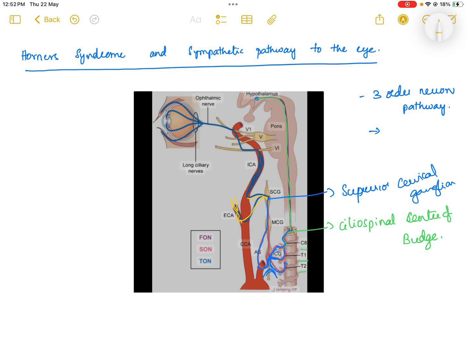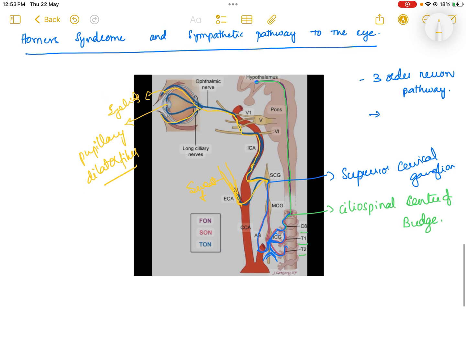The fibers which are going to those traveling to the face, like sweat fibers, they go along the external carotid artery, and those which go to the eye, they go along the internal carotid artery through the first, V1, ophthalmic branch of V1. Through the ophthalmic nerve, it innervates the tarsal muscles, Muller's muscles in the eyelids, and also pupillary dilator fibers. So this is regarding sympathetic innervation to the eye.